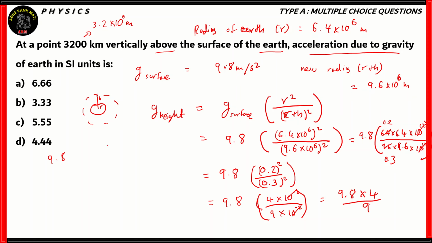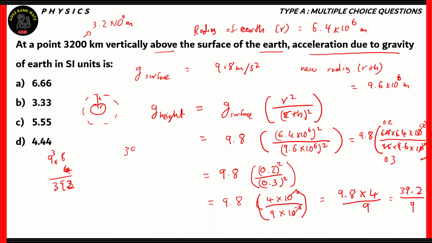So 9.8 times 4. We can do 98 times 4 and put the point in after. 8 fours are 32. 9 fours are 36, and 36 plus 3 is 39. So 9.8 times 4 is equivalent to 39.2. So now the acceleration due to gravity at a height would be 39.2 divided by 9.